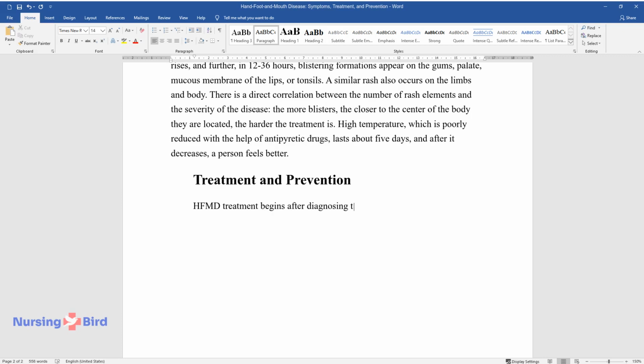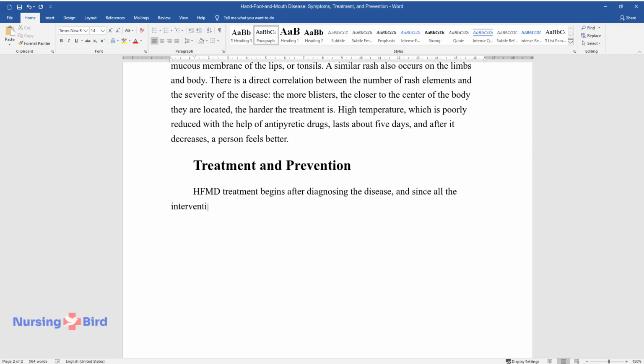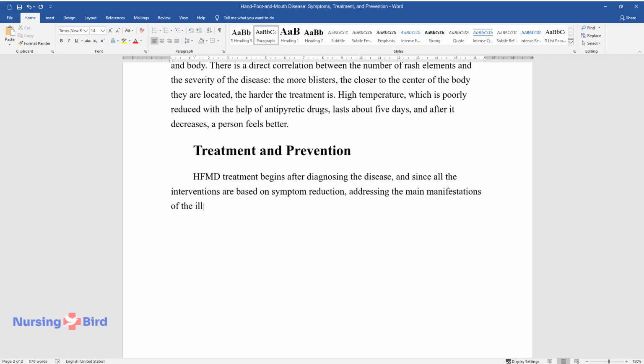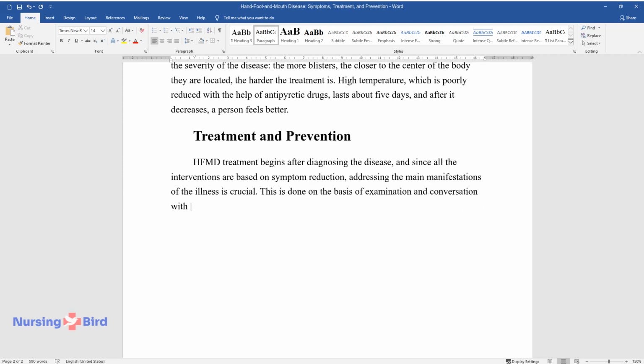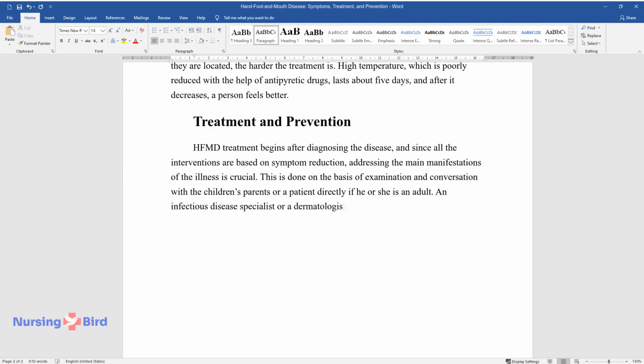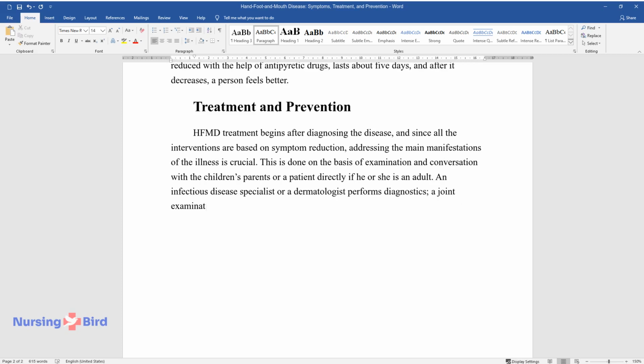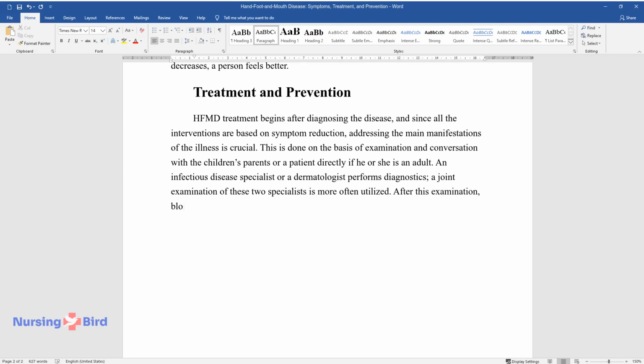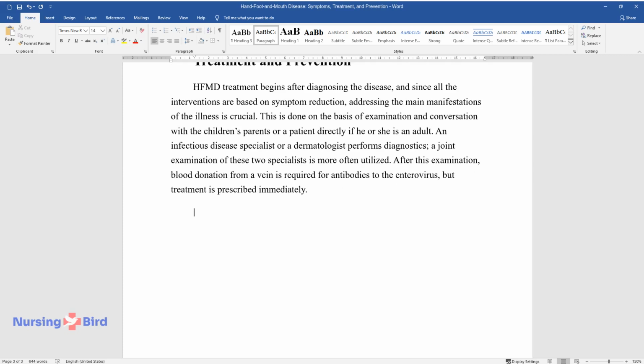HFMD treatment begins after diagnosing the disease, and since all the interventions are based on symptom reduction, addressing the main manifestations of the illness is crucial. This is done on the basis of examination and conversation with the children's parents or a patient directly if he or she is an adult. An infectious disease specialist or a dermatologist performs diagnostics. A joint examination of these two specialists is more often utilized. After this examination, blood donation from a vein is required for antibodies to the enterovirus, but treatment is prescribed immediately.